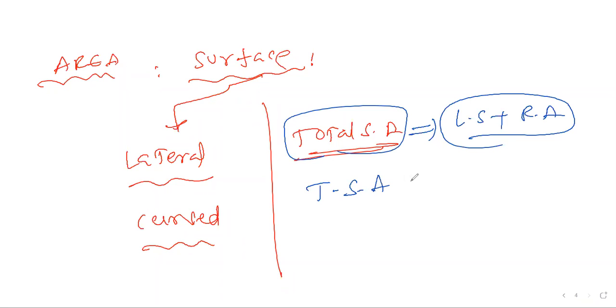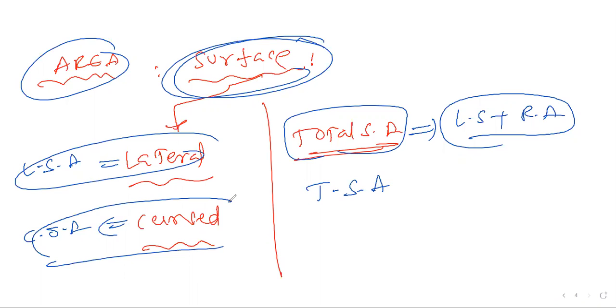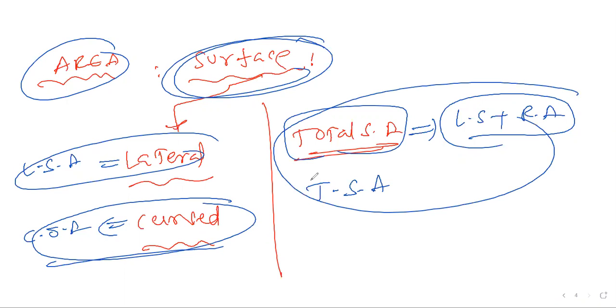TSA means total surface area. Lateral surface area means LSA. Curved surface area means CSA. Then, area and surface area. Surface area has two types: lateral surface area and curved surface area. The total surface area is a combination of things. I'll discuss very clearly, so you have to know what is area and surface area.